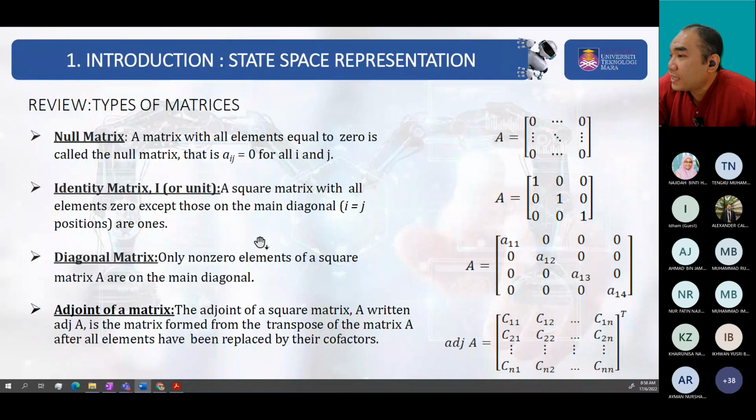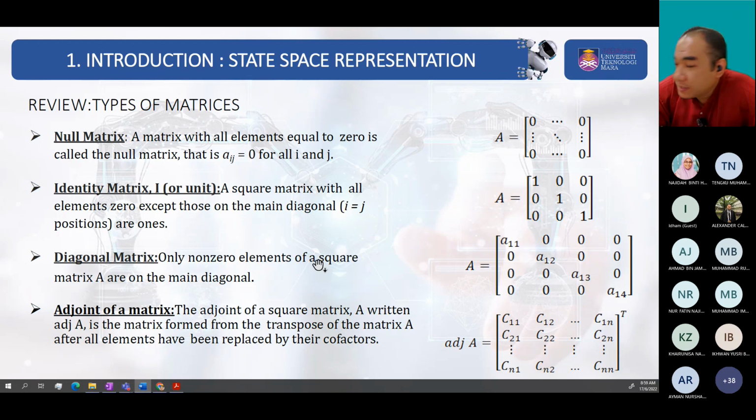Alright. The next one we call a diagonal matrix. Kan, diagonal matrix as the name implies, we have all the off diagonal. Kan ini off diagonal kan. Selain daripada diagonal element ni, off diagonal dia akan jadi kosong. Only non-zero elements of a square matrix A are on the main diagonal. Kan? Kalau kita ada diagonal matrix, kita punya elemen semuanya terletak pada diagonal bagi matrix tersebut saja. Selain daripada tu, dia nilainya adalah kosong.